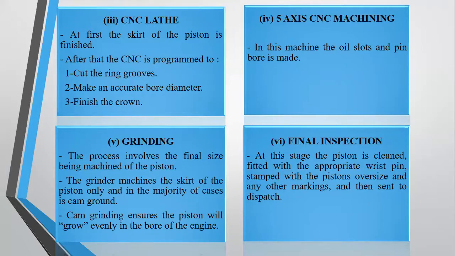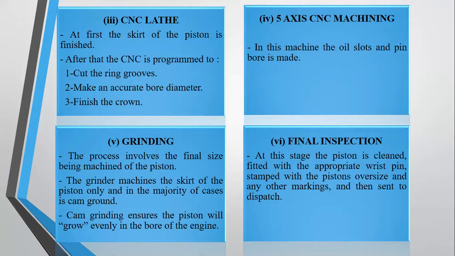For the CNC lathe, the first cut of the piston is finished. After that, the CNC is programmed to cut the ring groove. Second is to make an accurate bore diameter and finish the crown. Fourth is 5-axis CNC machining. In this machine, the oil slots and pin bore are made.